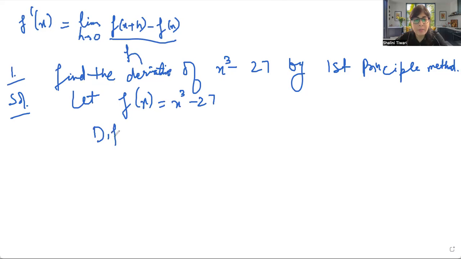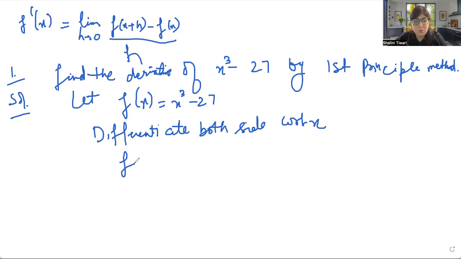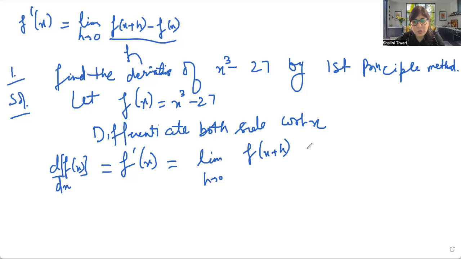So now we write: differentiate both sides with respect to x. So it becomes f dash x. f dash x means what? d of f upon d of x. So I'm writing this also here, d of f of x upon dx. Now limit h tends to 0 f of x plus h minus f of x upon h. This is the formula. Now we need to do the differentiation.